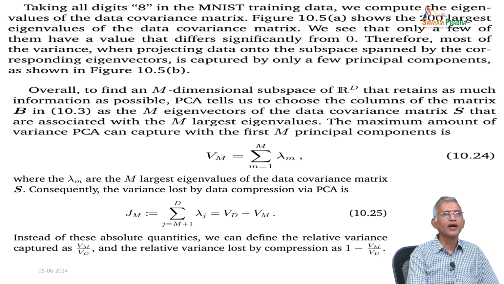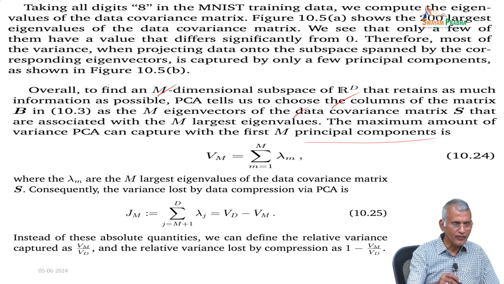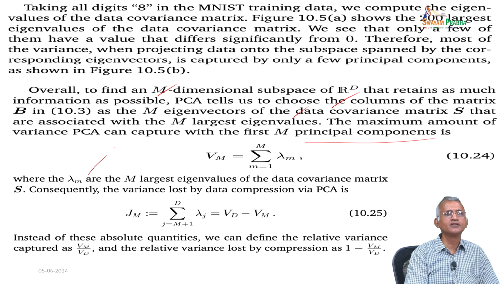So, overall, to find an m dimensional subspace of R to the D that retains as much information as possible, PCA tells us to choose the columns of the matrix B as the m eigenvectors of the data covariance matrix S that are associated with the m largest eigenvalues. So, the maximum amount of variance PCA can capture with the first m principal components is Vm equals summation from m equals 1 to m lambda m, where lambda m are the m largest eigenvalues of the data covariance matrix S.